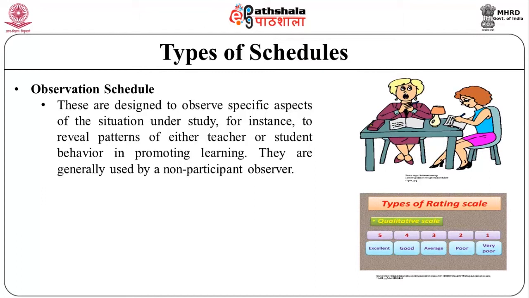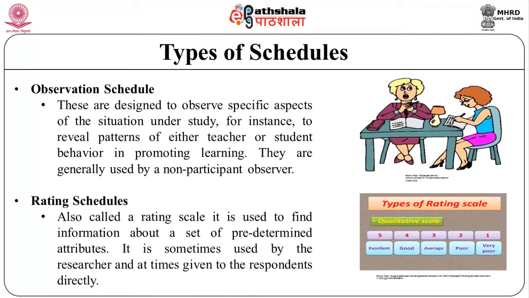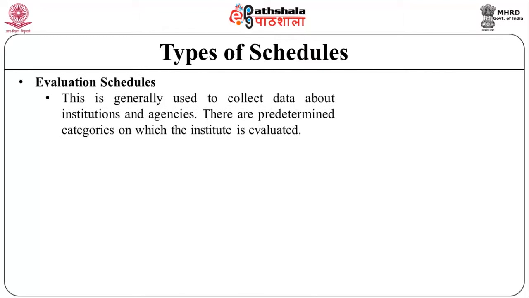They are generally used by a non-participant observer. Secondly, we have the rating schedules. It is used to find information about a set of predetermined attributes. It is sometimes used by the researcher and at times given to the respondents directly, and it is also called as rating scale.